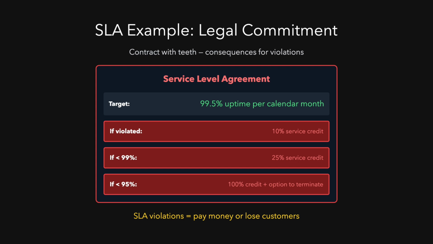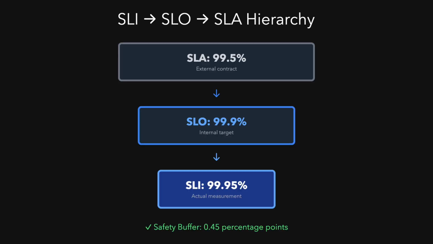Here is the critical relationship. Your SLA must be looser than your SLO, which is measured by your SLIs. So the typical pattern is, for example, internal SLO is 99.95%. So then external SLA will be 99.5%. And here we have a gap of 0.45 percentage points. That gap is your safety margin. It gives you time to detect problems, respond to incidents, and fix issues before you violate customer contracts.